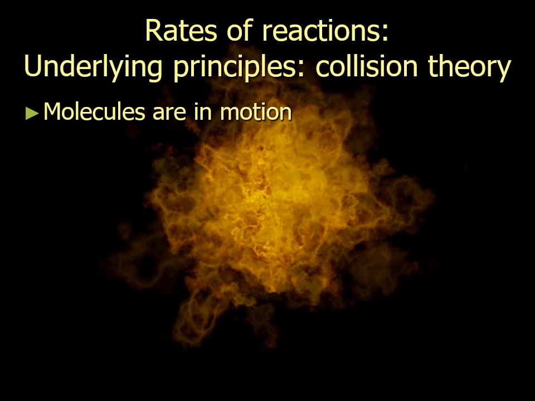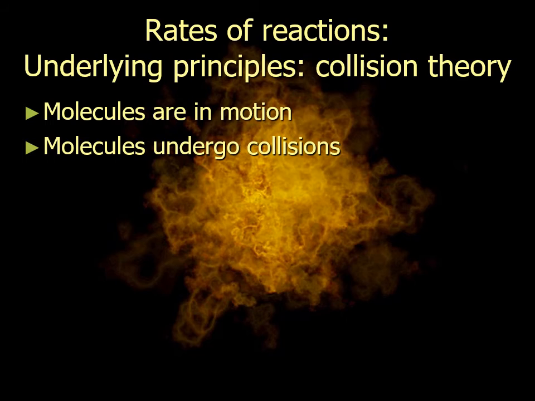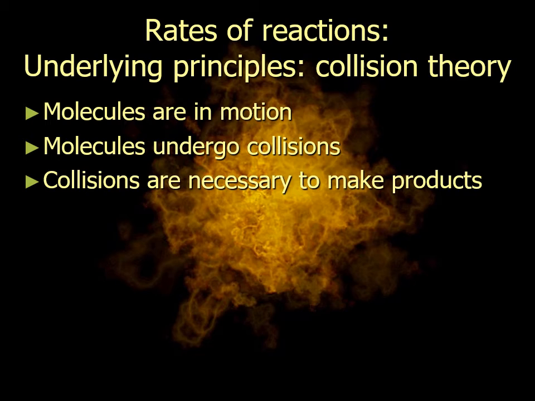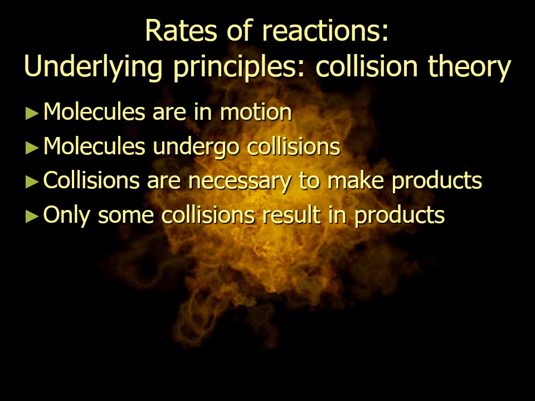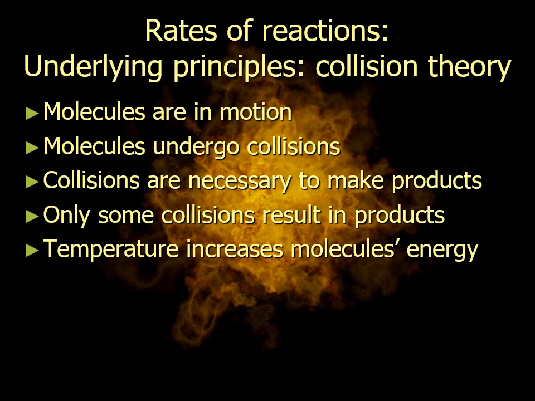So underlying features: molecules are in motion. Molecules in motion undergo collisions. Collisions are necessary to make products. And a key point here is that only some collisions result in products. In fact, in most situations, the vast majority of collisions result in nothing happening. Only a small fraction actually results in products being formed. So there's a lot of futile colliding going along in most chemical systems.